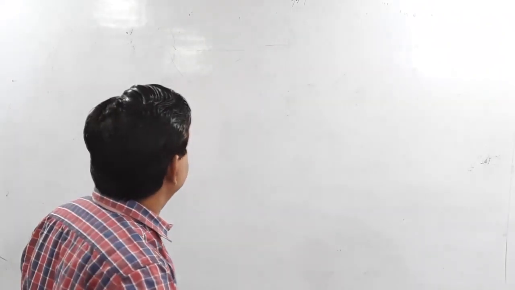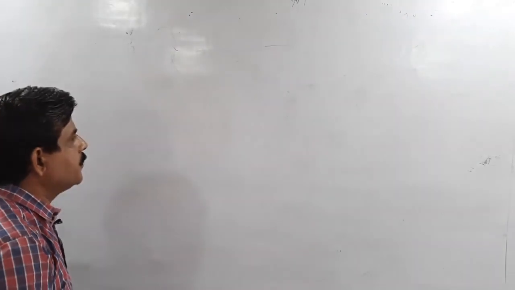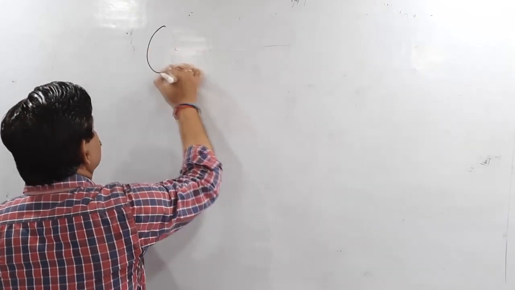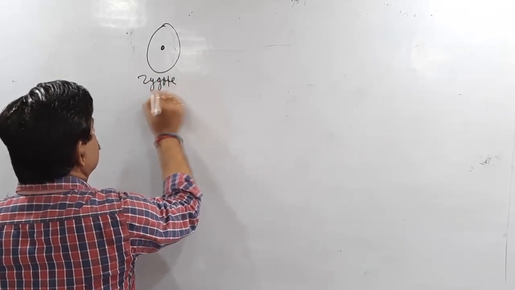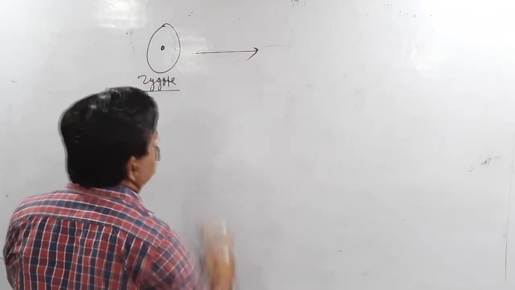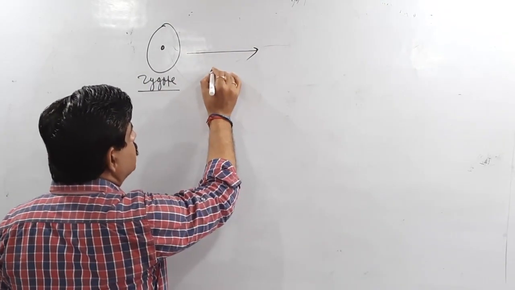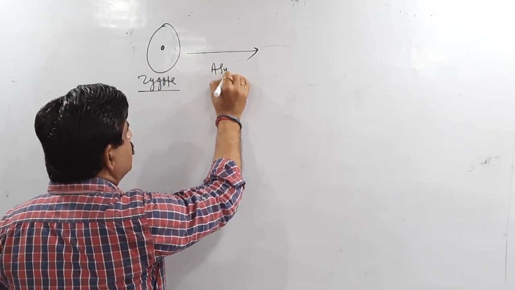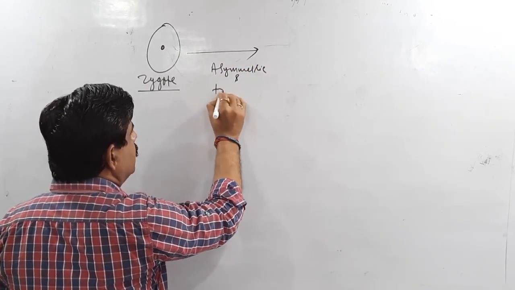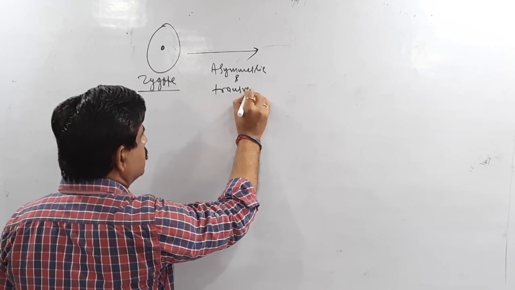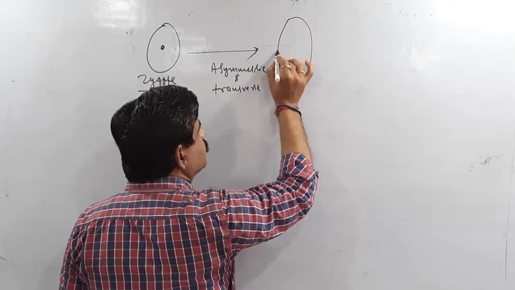Good morning, students. Today we will discuss development of monocot embryo. This is a zygote. The first division in zygote is asymmetric and transverse. The zygote divides into two cells.